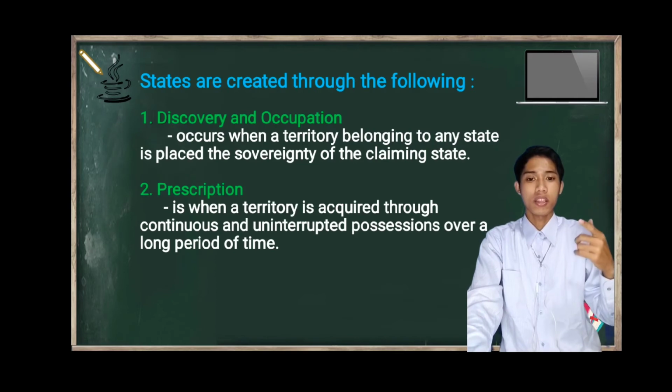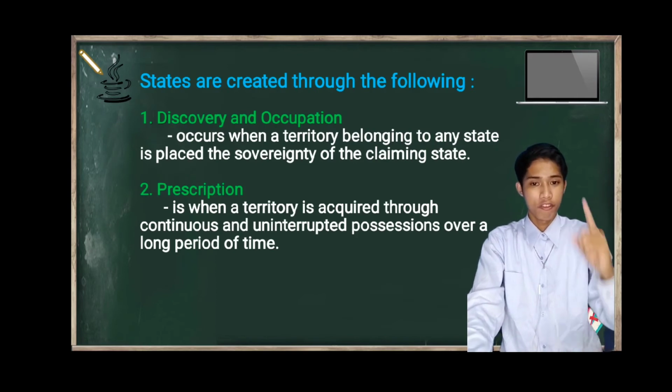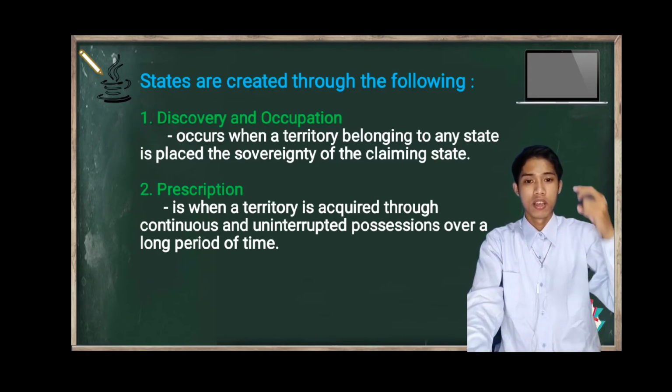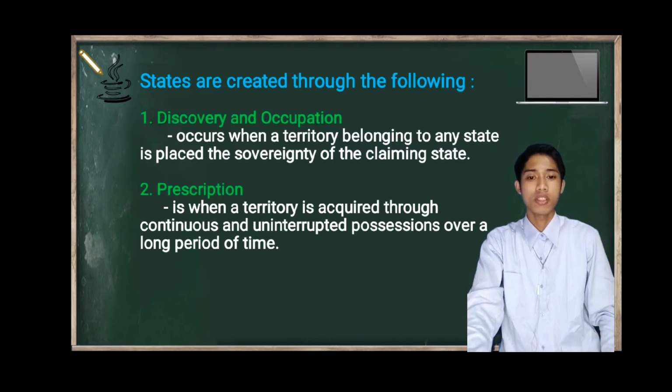States are created through the following. First is the discovery and occupation. The second is the prescription. The third is the cession. Fourth, accretion. And the fifth is the conquest.